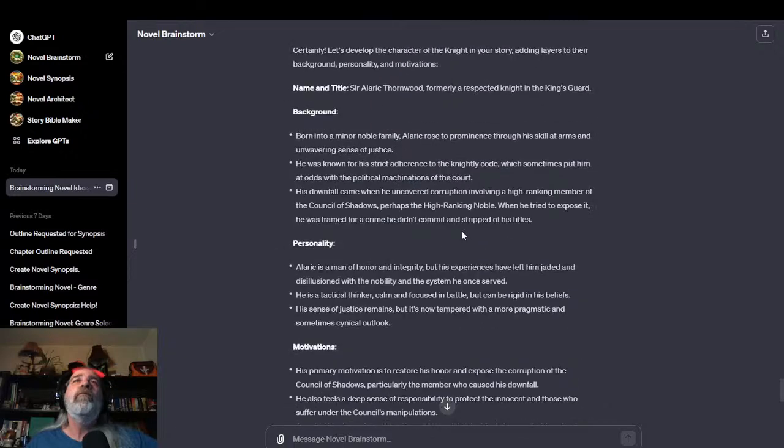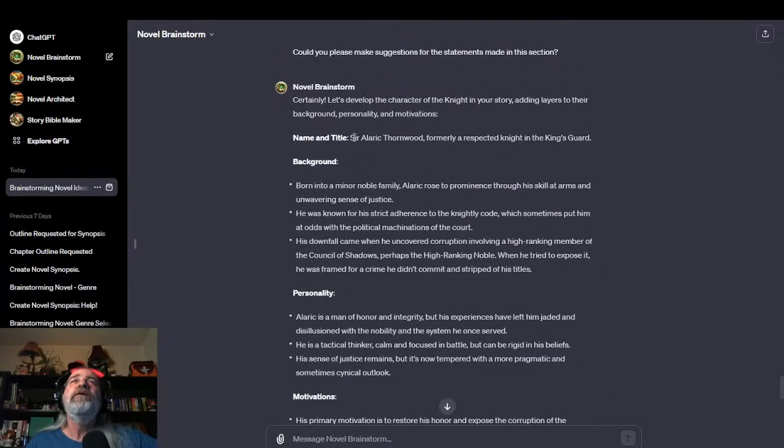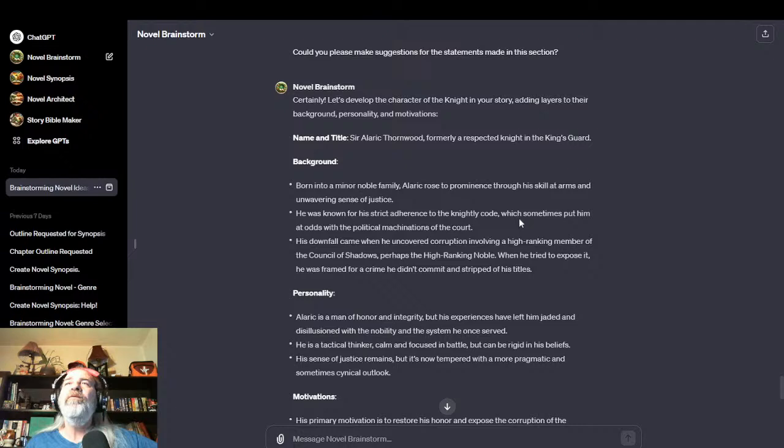Okay, so here's a whole page, wow, a page and a half on Sir Alaric Thornwood, formerly a respected knight in the King's Guard. Born a minor noble, rose to prominence, skill at arms, unwavering sense of justice, known for his strict adherence to the knightly code, sometimes putting him at odds with the political machinations of the court. Isn't that the way it always goes? His downfall came when he uncovered corruption in a high-ranking member of the council, perhaps a high-ranking noble. When he tried to expose it, he was framed for a crime he didn't commit and stripped of his titles. Oh no.